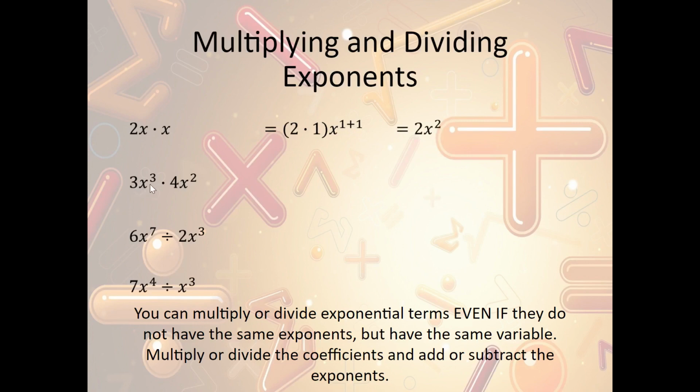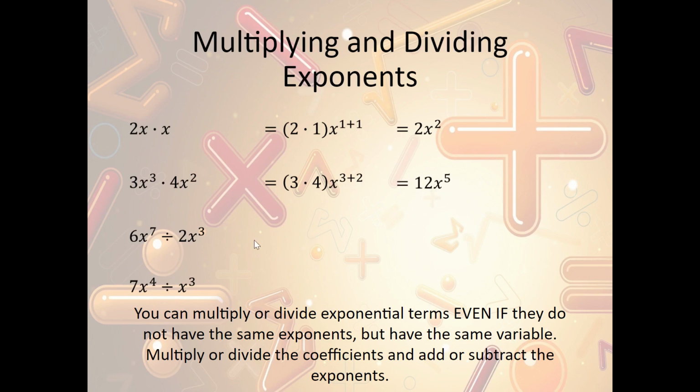So we have 3x cubed times 4x squared. Now with this one, again, we're going to multiply the coefficients, so 3 times 4, and we're going to add the exponents, so 3 plus 2. We end up with 3 times 4, which is 12x, and 3 plus 2 is 5, so we get 12x to the 5th power.